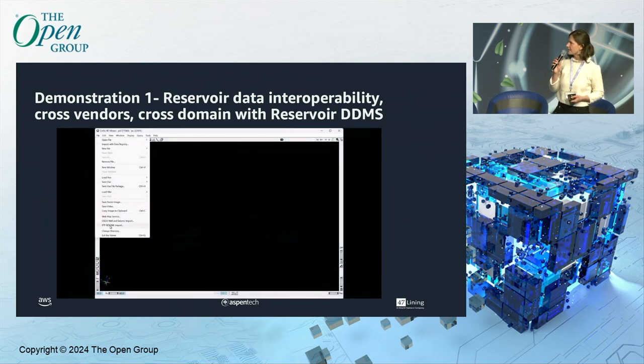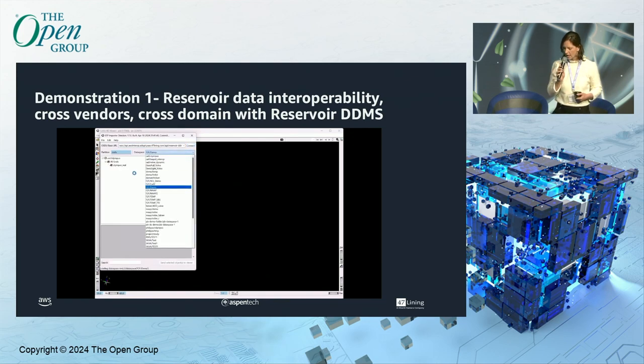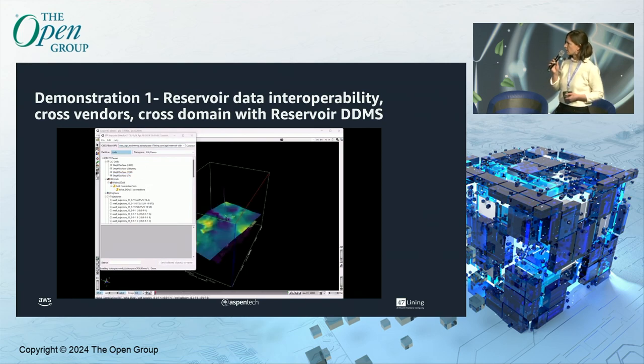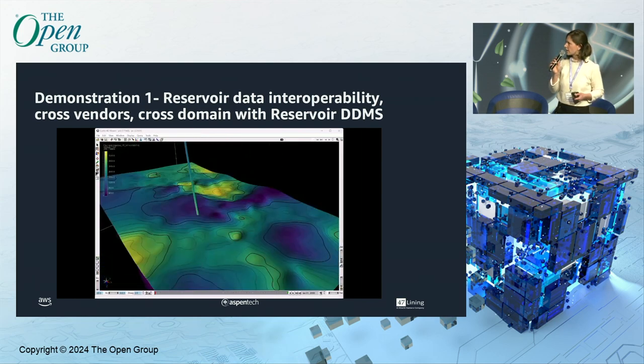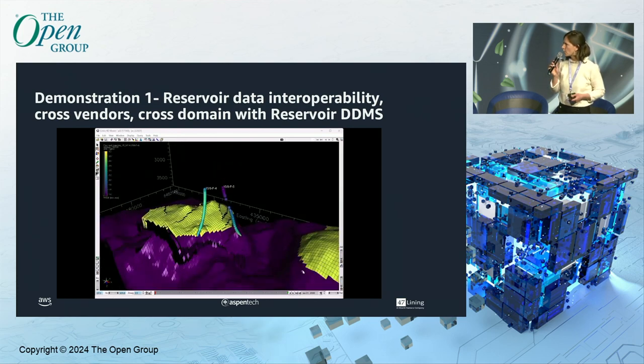So those properties now will be available again for everybody. So in that case, that's DGIS with COVIS4D, who is accessing the same data space, will see the same data, and will visualize the properties which were generated in Aspen Score. So just loading the data. So we see the horizon first. Okay, so the well and the horizon, and now the grid with the properties.